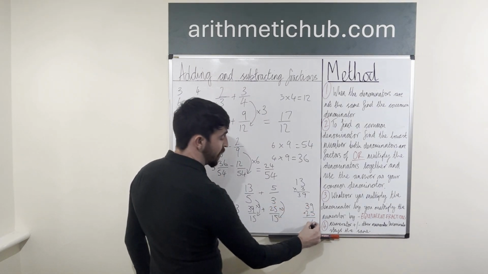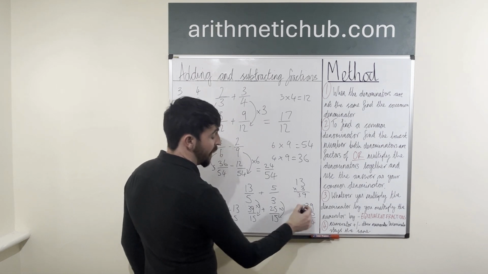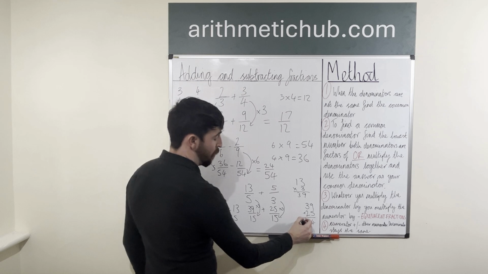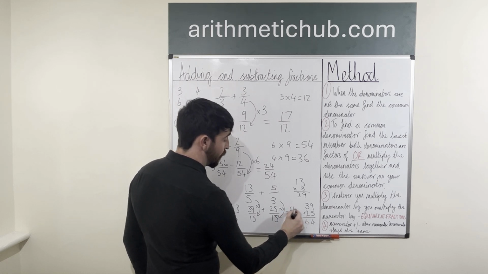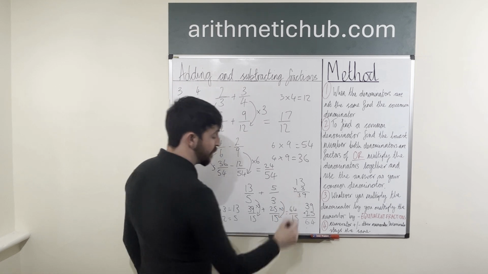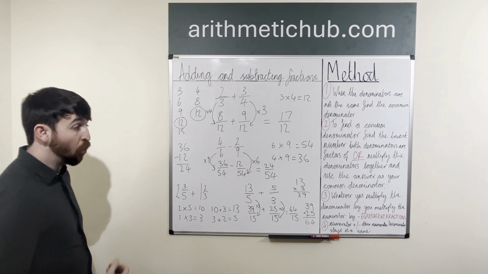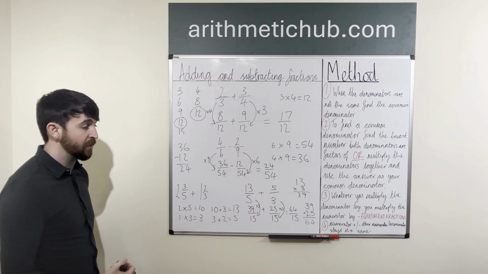9 add 5 is going to give me 14. 3 add 2 is going to give me 5. Add the 1 is going to give me 6. So my answer is going to be 64 over 15. So there's an awful lot of steps to these types of methods.